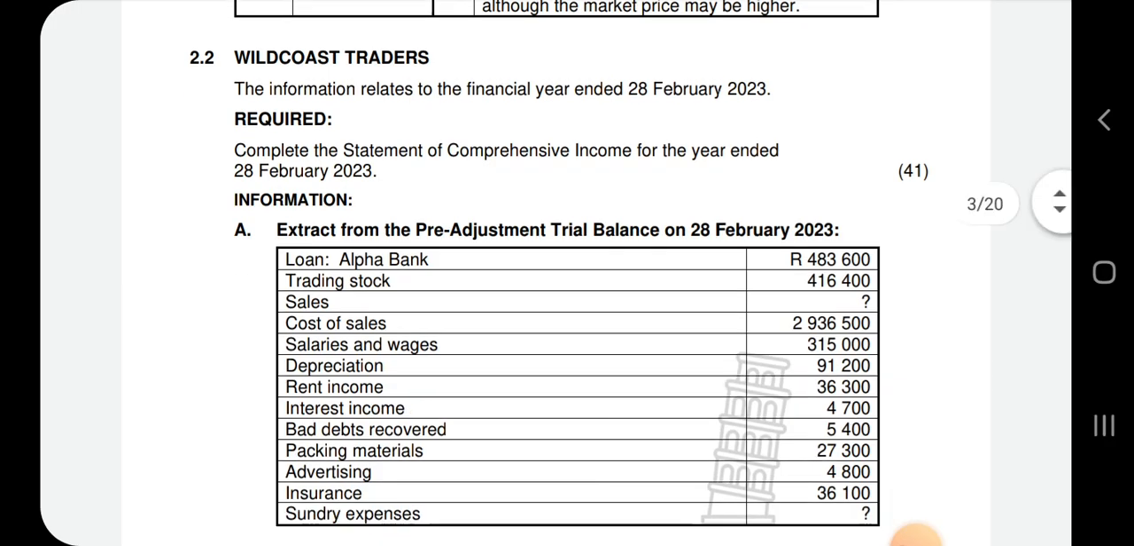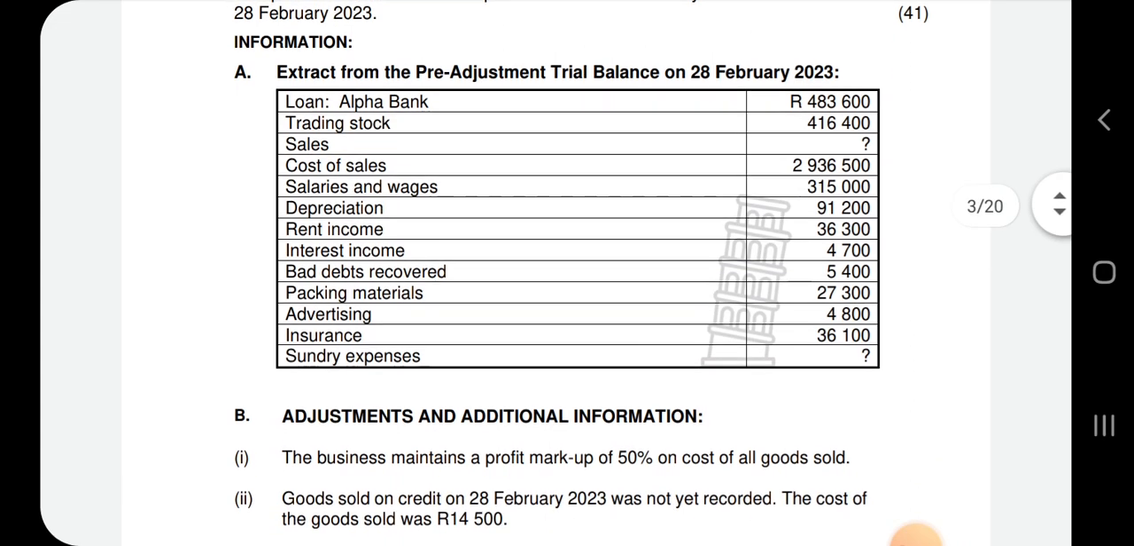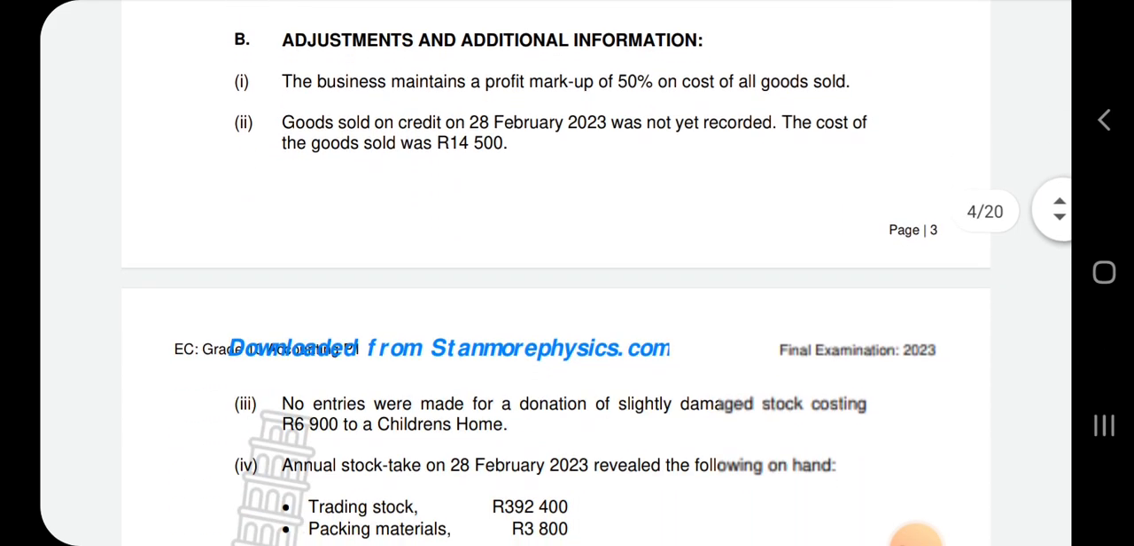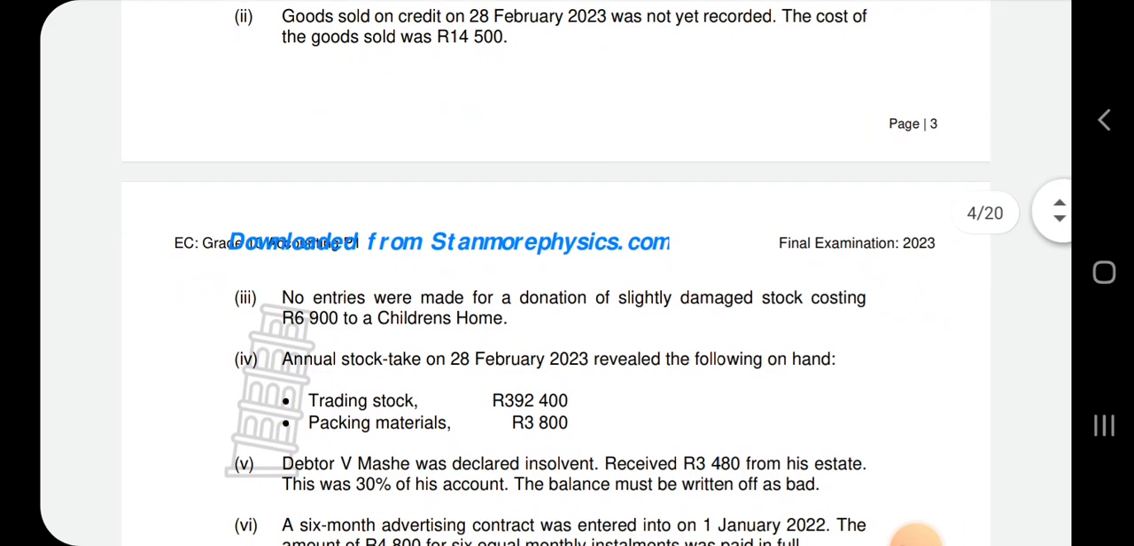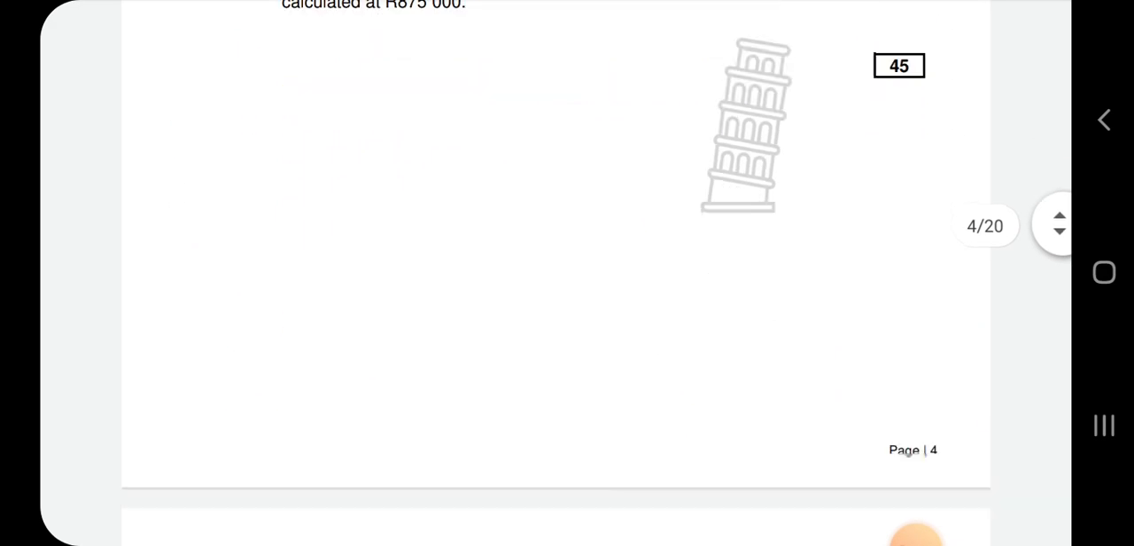So there is the pre-adjustment trial balance on the 28th of February 2023. I know it might not be the way you are used to it, because it's so small compared to the one you've done during the terms, which was huge, almost a full page. And then we have adjustments and additional information, which will help us answer these questions. That is the end of question 2.